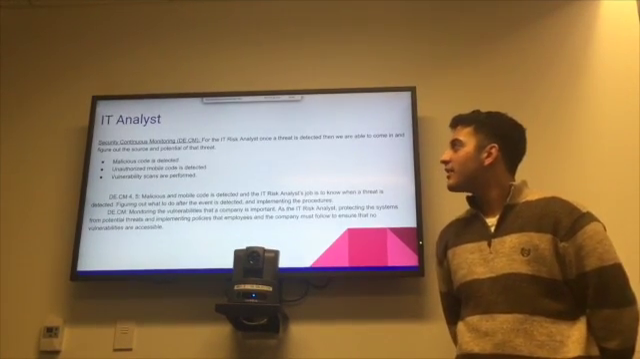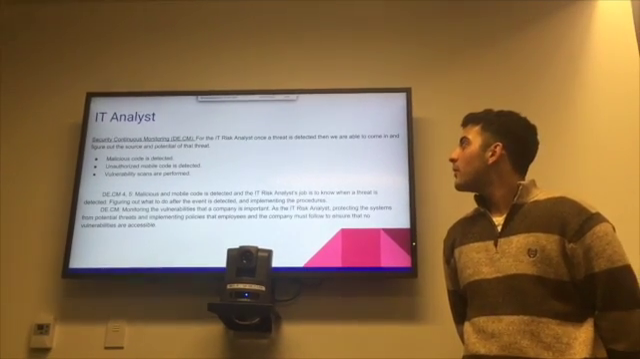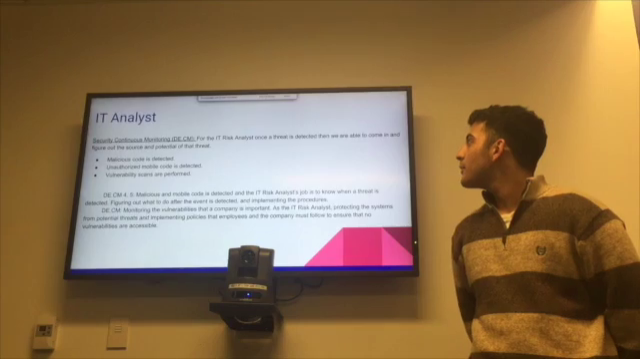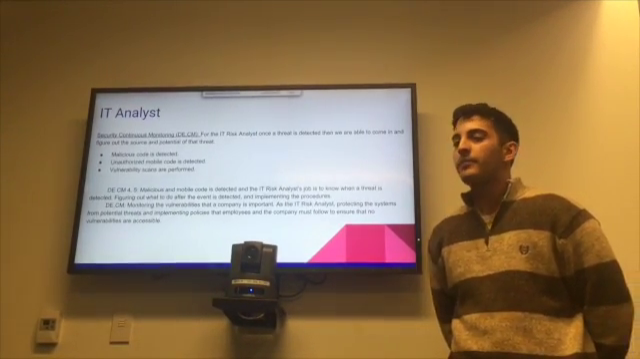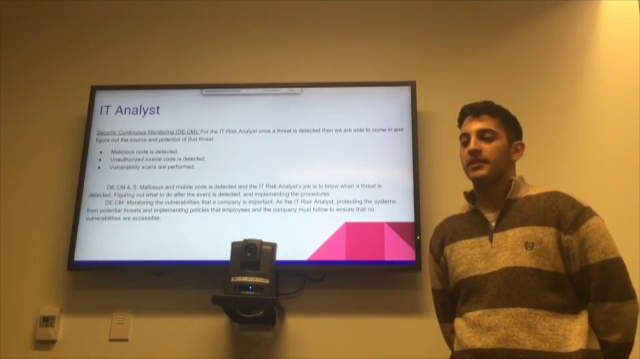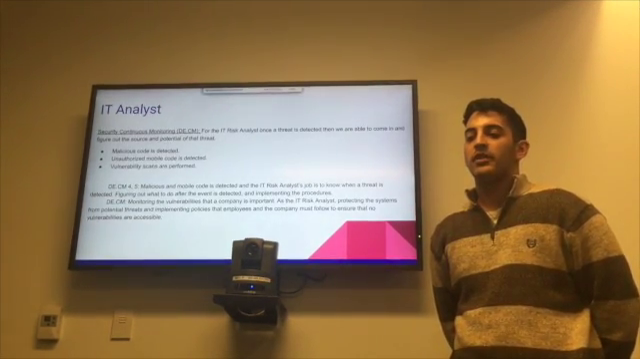Continuing as an IT risk analyst, security continuous monitoring. For the IT risk analyst, once a threat is detected, then we are able to come in and figure out the source and potential of the threat. Malicious code is detected. Unauthorized mobile code is detected, and vulnerability scans are performed.